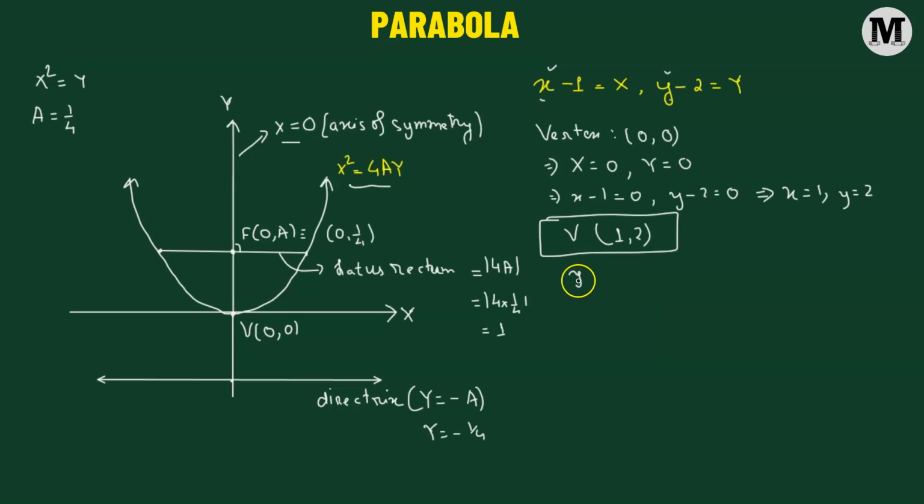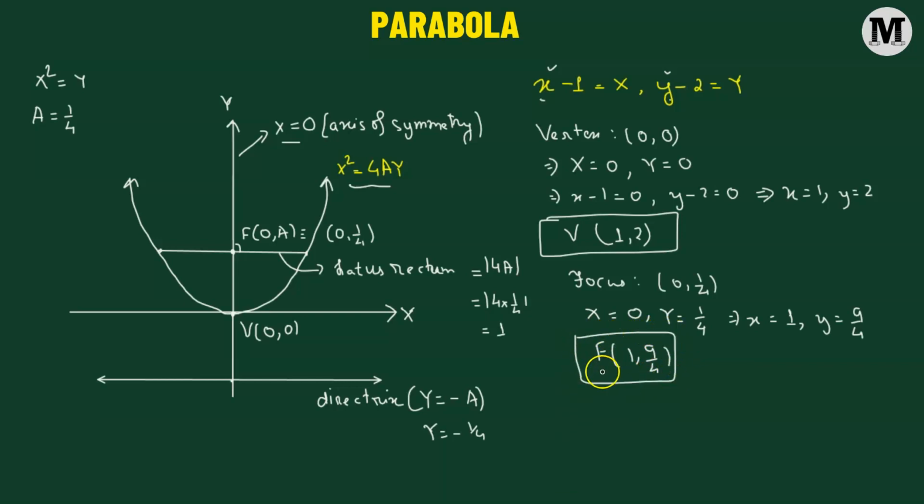Let us now determine the focus of the parabola. The focus of the parabola, we obtained as 0, 1 over 4. But this is the value that corresponds to X and Y. So X will be equal to 0 and the Y value will be equal to 1 over 4. When we substitute X with x minus 1, that's going to give us the value of little x as equal to 1. And the value of Y, when we replace it with y minus 2, we will get y equal to 2 added to 1 quarter. That will be 9 over 4. So the coordinates of the focus will be 1, 9 over 4. This is the new focus, or you can say the shifted focus.